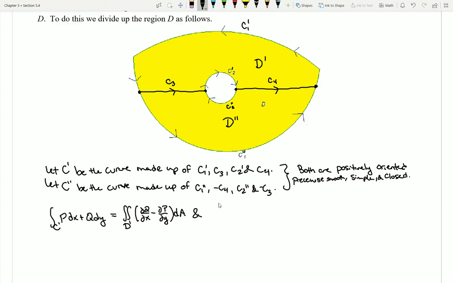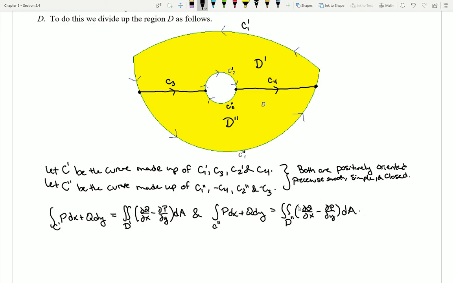I could also state the same thing for C double prime. If I set up my line integral, that would be equal to a double integral over D double prime, that bottom space, of the partial of Q with respect to x minus the partial of P with respect to y.